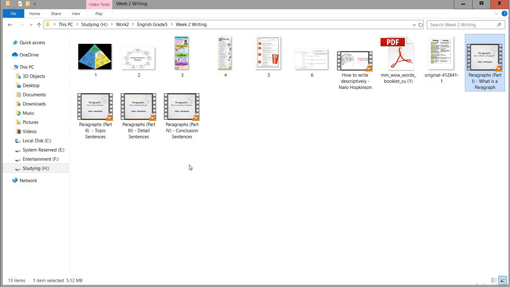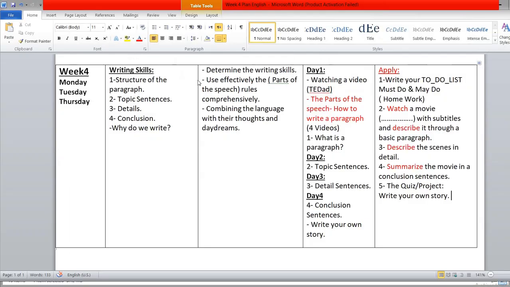What is the paragraph? Here we finished the structure of the paragraph. We took a look at the topic sentences, the details, and the conclusion. Okay? Your homework is to write your to-do list. This is your homework. Write your to-do list.